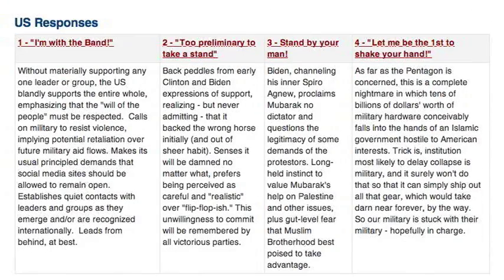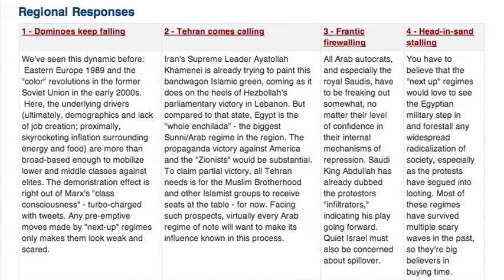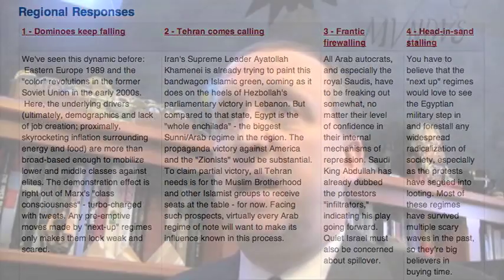Then we go to the U.S. response as the key patron in the region. Is it fast? Is it slow? Does it side with the people? Is it indecisive? Then we move to the regional response. Does the contagion spread? Do we see effective firewalling? Do we see support from fellow autocrats? That sort of thing. Then we pull it back even further to the global response.